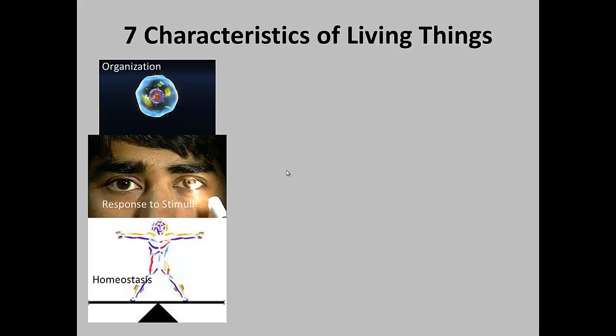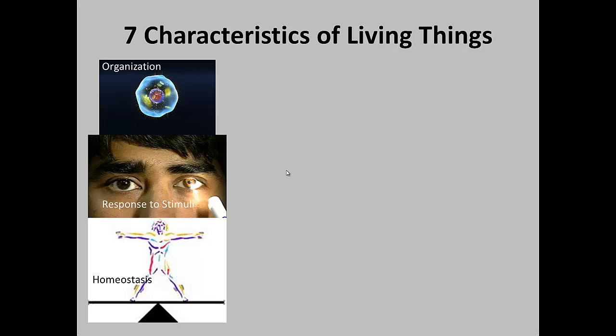The third characteristic that all living things have is homeostasis, and that sounds like a big word, but it basically just means balance. Homeostasis is an organism's ability to maintain an internal environment at a balanced state no matter what the outside environment is.